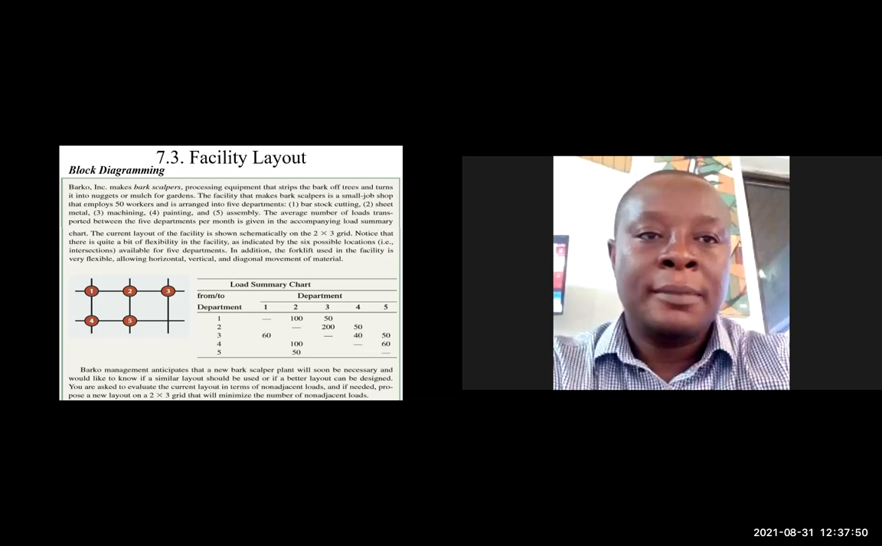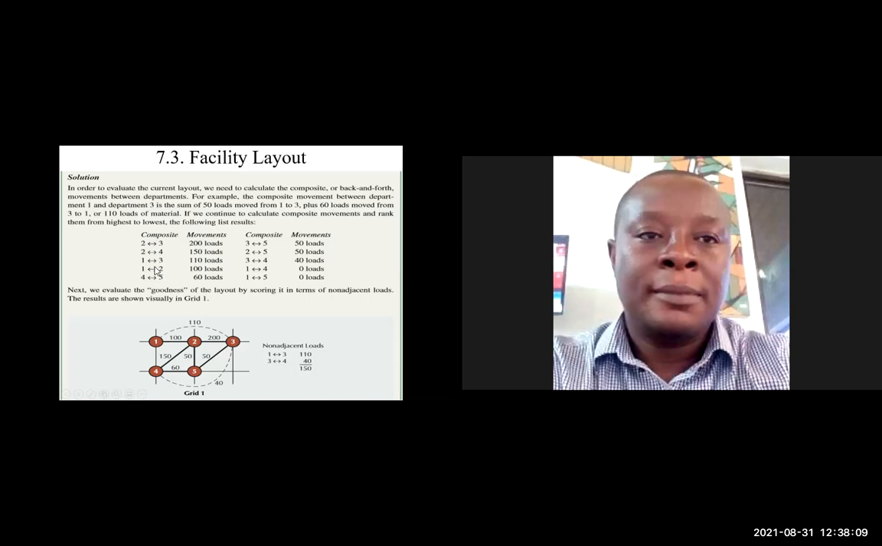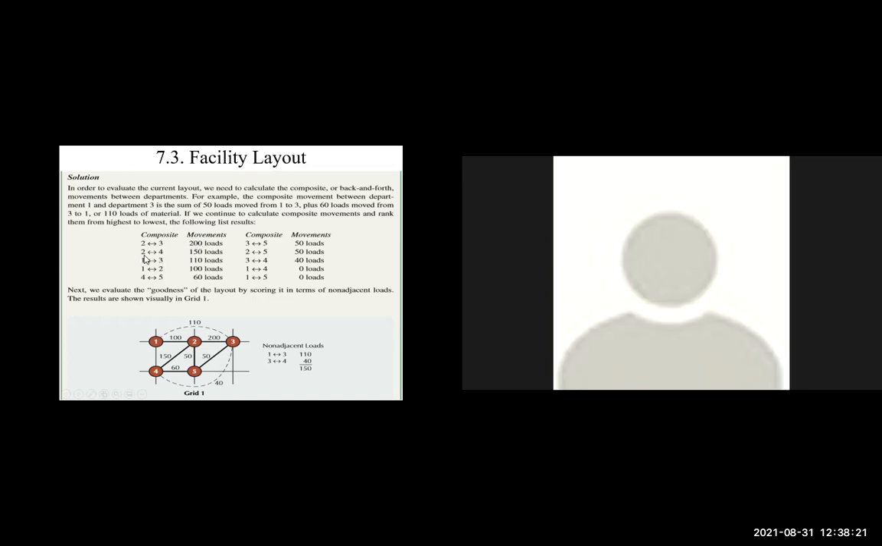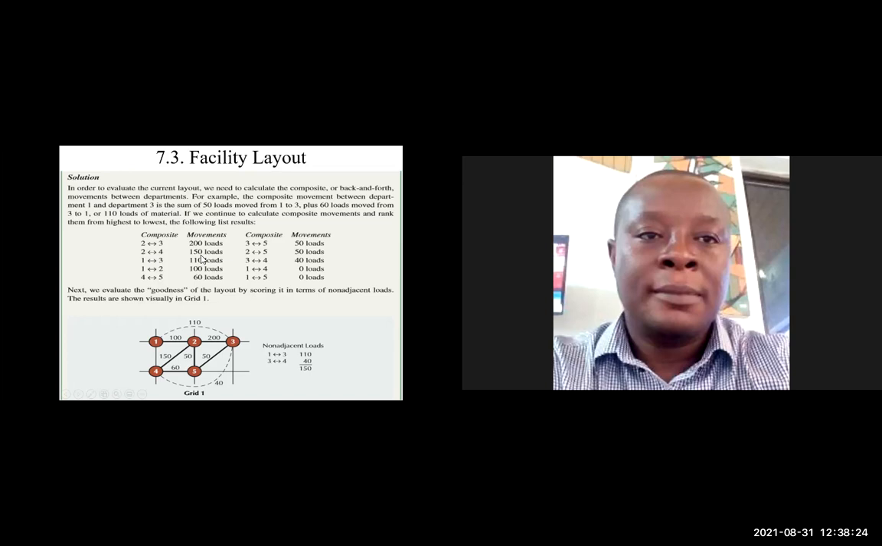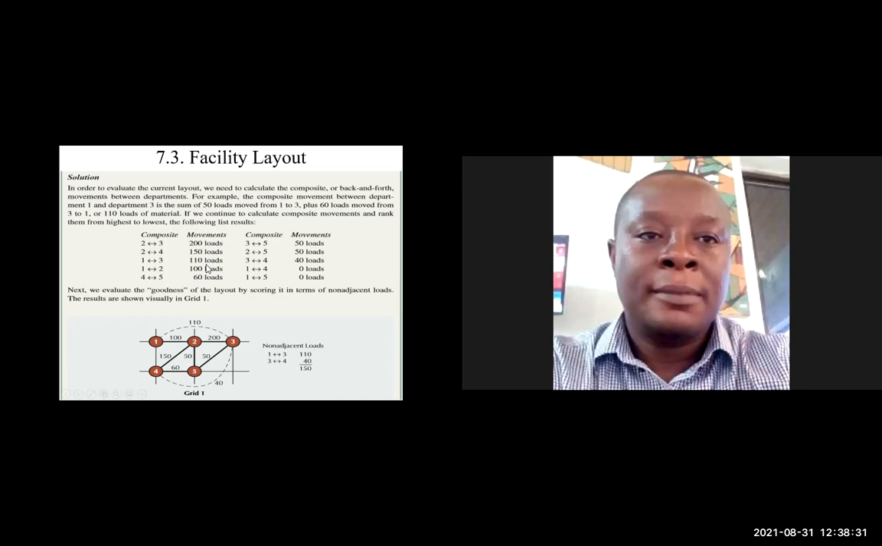Are we done? So, because of time, let me move on. This is what the composite movement is going to look like. Check with what you have whether this is correct. 2 and 3 will give us 200, correct? Yes, sir. 2 and 4 will give us 150, correct? Yes, sir. 1 and 3 will give us 110, correct? Correct. Okay, and the rest in that order.